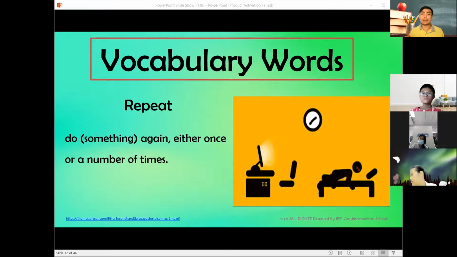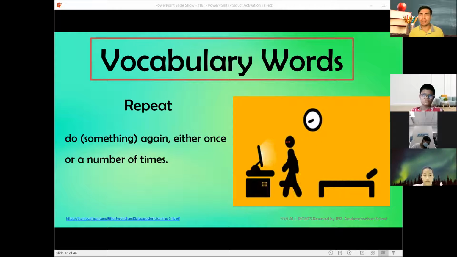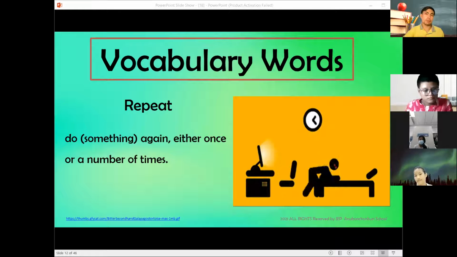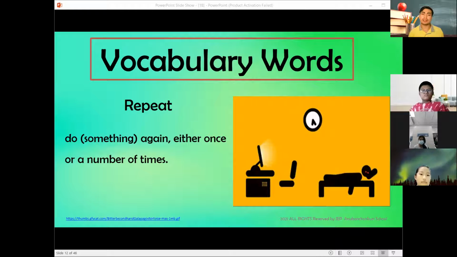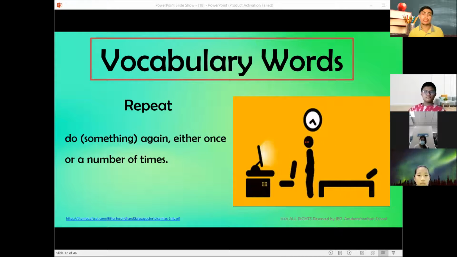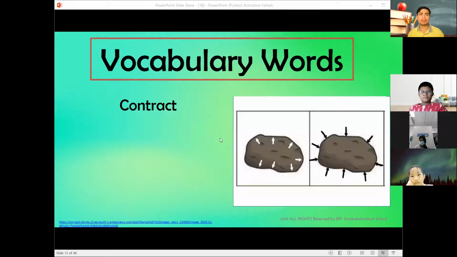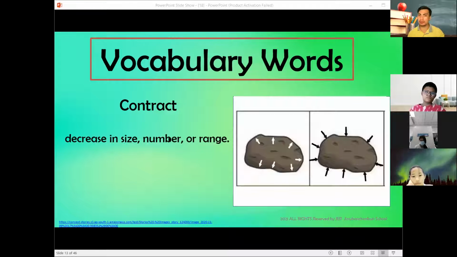For example, Parinya likes to study early in the morning. So Parinya will wake up at 4 a.m., open his books, and start to study. If he repeats that every day, it will become a habit. That means a repetition already. For example, Jirayu likes to play badminton, so you need to repeat. Repeat means you keep on doing it again and again and again.